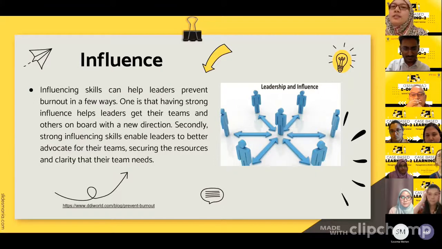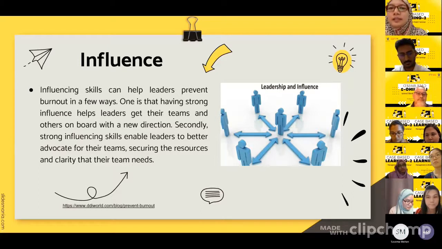One is that having strong influence helps leaders get their teams and others on board with a new direction. Secondly, strong influencing skill enables leaders to better advocate for their teams, securing the resources and clarity that their team needed.